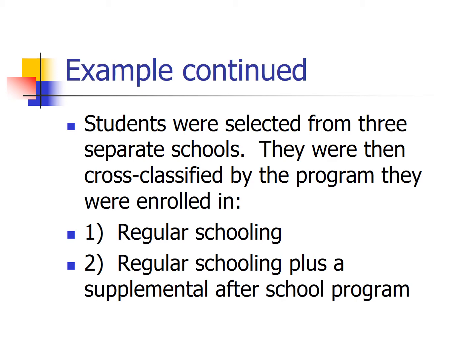So some students were just in a regular schooling program, right? 9 to 5ers, or I guess more realistically, 9 to 3 or 7 to 3 or something like that. But there were also some students that were enrolled in this regular schooling and then had a supplemental, optional after-school program that they could also be enrolled in. So some of them were in this after-school program, some of them were not. Some of them had this supplemental education, and some of them didn't.